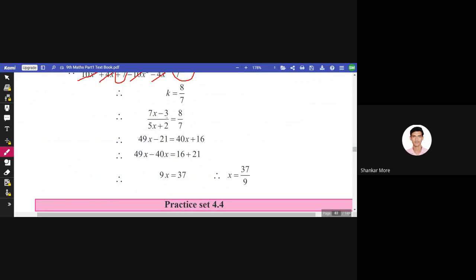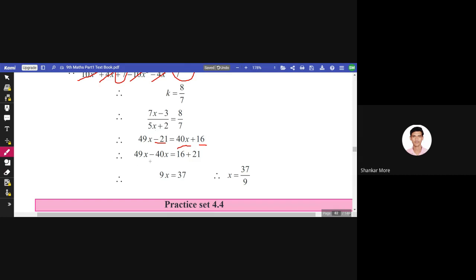7x माइनस 3 डिवाइडेड बाय 5x प्लस 2 इज इक्वल्स टू 8/7, क्योंकि इसकी वैल्यू k थी तो मैंने इसको इक्वल रख दिया. नाउ 7 into 7 is 49x, minus 3 into 7 is 21, 5x into 8 is 40x, and 2 into 8 is 16. So this has become now linear equation, right? So take this 40x to left side, 21x to right side.